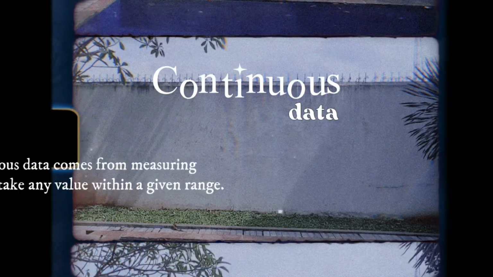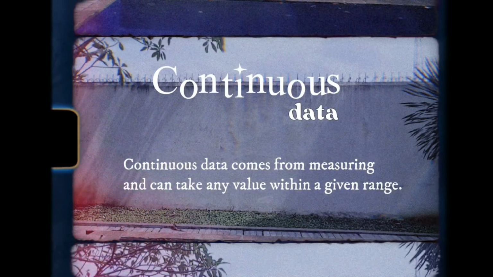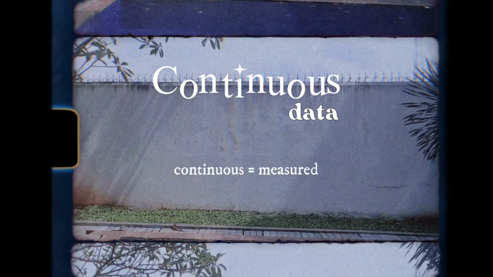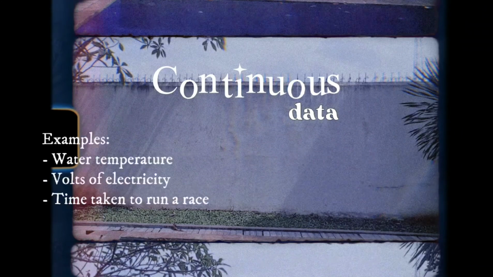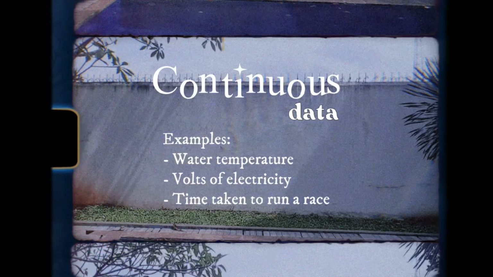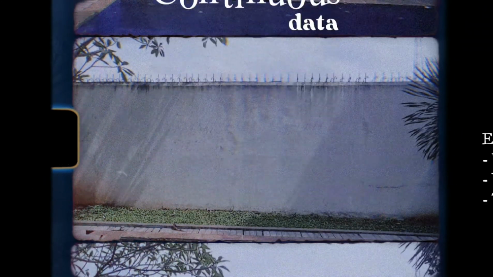Continuous data. Continuous data comes from measuring and can take any value within a given range. Continuous means measured. Continuous data is often represented using a histogram. Examples: water temperature, volts of electricity, time taken to run a race.